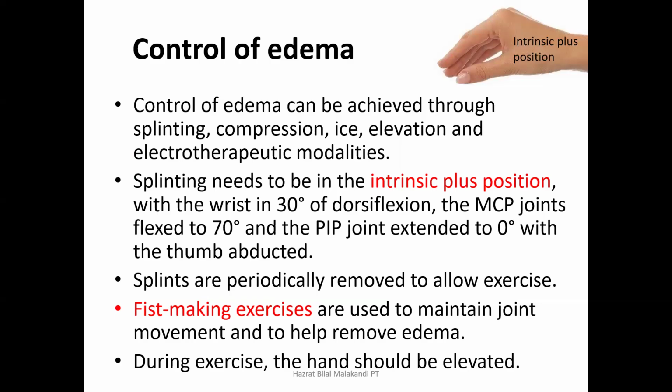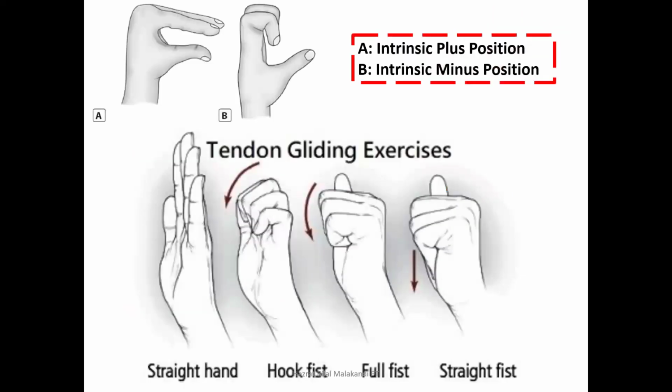During the exercise, the splints should be removed, and so they should be used on an on-off basis. During the exercises, the splint should be removed, and when there are no exercises, then the splints can be on. Doing exercises should be used because they can help in the reduction of that edema. And as we have discussed, the elevation has a positive impact on the control of edema. So during the exercise, the hand should be kept elevated.